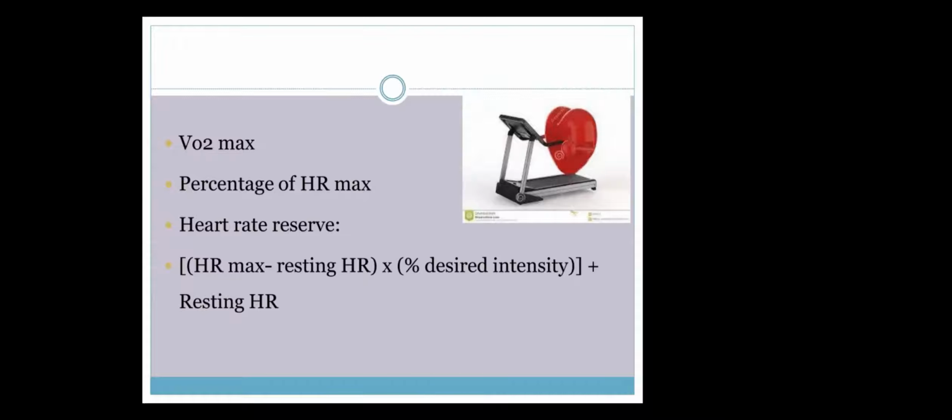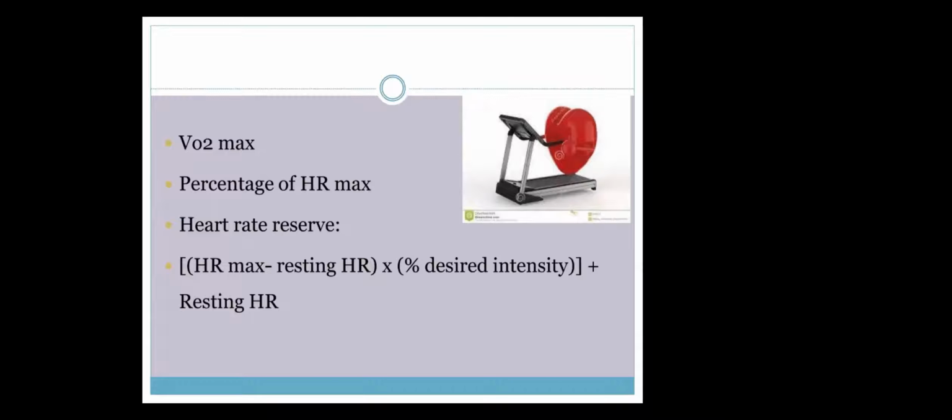HR max can be measured by performing a maximal stress test, and it can be used for prescribing the intensity. Intensity can be prescribed as a percentage of HR max or VO2 max, or in a range that can be obtained by using the Karvonen formula. So whatever HR max you get from the stress test report, you can either start with some percentage of HR max, or you can prescribe the exercise program in the heart rate reserve.